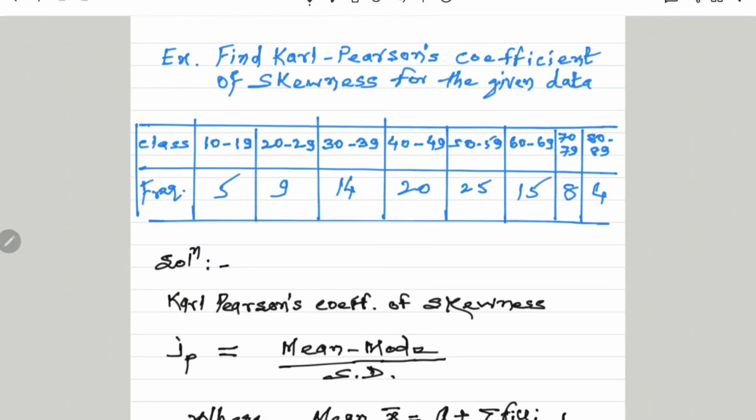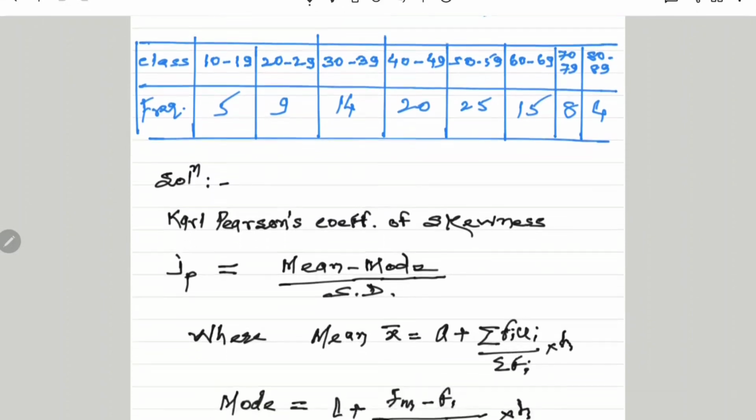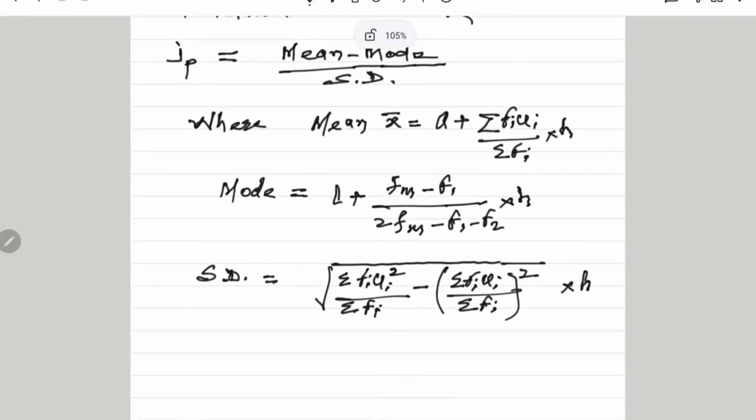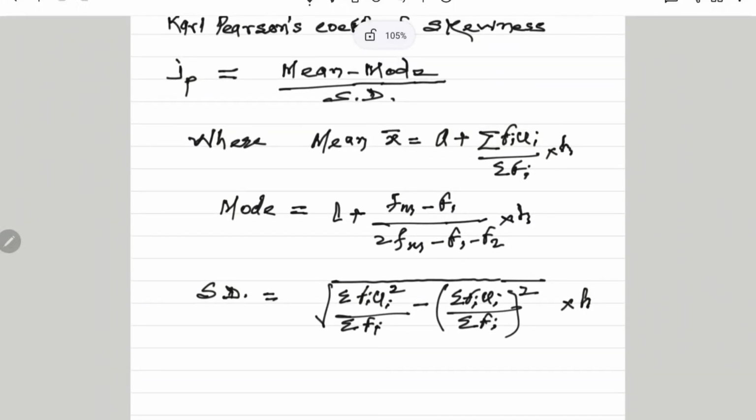First of all, we have to convert it into inclusive, and then to find Karl Pearson's coefficient of skewness, the formula is Sk equals mean minus mode divided by standard deviation. This means we require to find mean, mode and standard deviation, these three quantities, where mean is given by a plus summation of fi ui divided by summation of fi, into h.